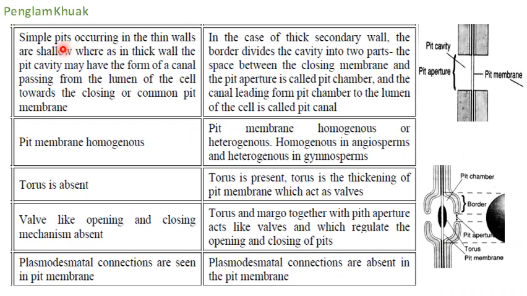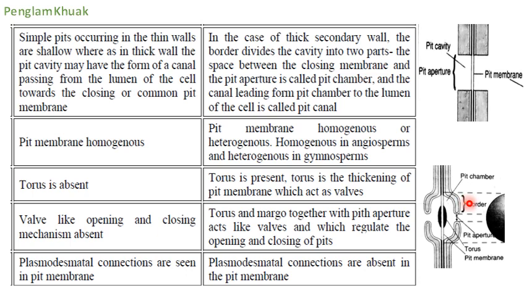Simple pits in a thin wall are shallow, whereas in a thick wall, the pit cavity may have the form of a canal passing from the lumen of the cell toward a closing or common pit membrane. This is a thick secondary wall. In border pits, the border divides the cavity into two parts.